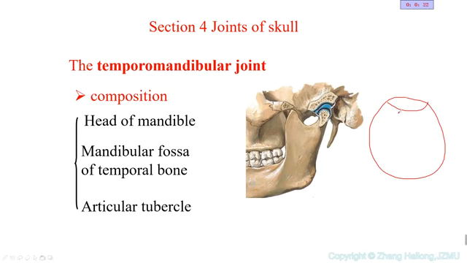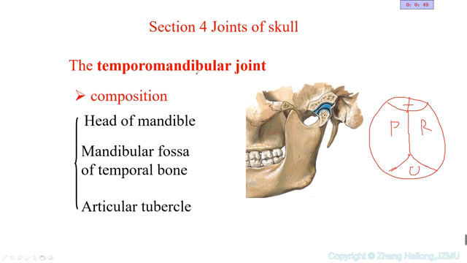Here is the frontal bone. On two sides is the parietal bone. On the back is the occipital bone. Okay, and between the different bones, there is a suture. The suture is a direct connection. They are very close. Okay. And this suture doesn't matter much.